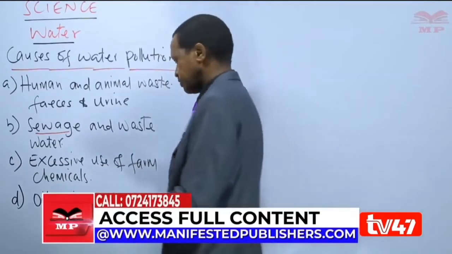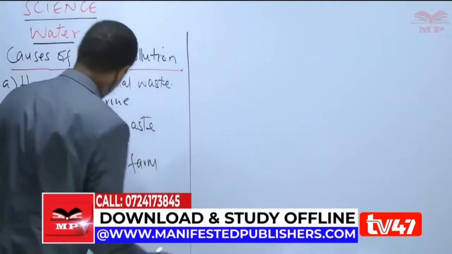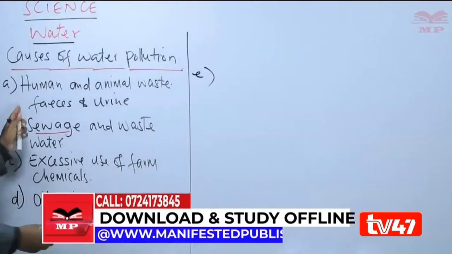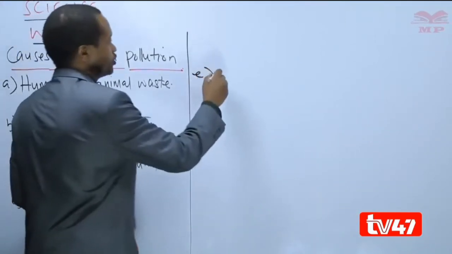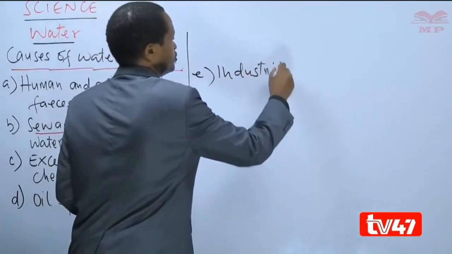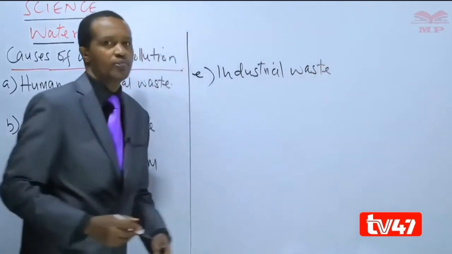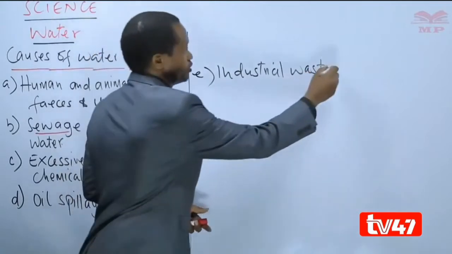Then point number 5. This is E. It's A, B, C, D, E is industrial waste.